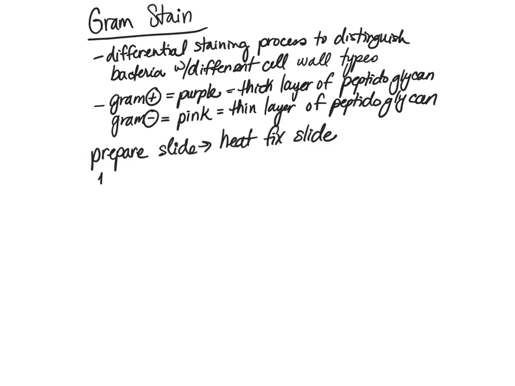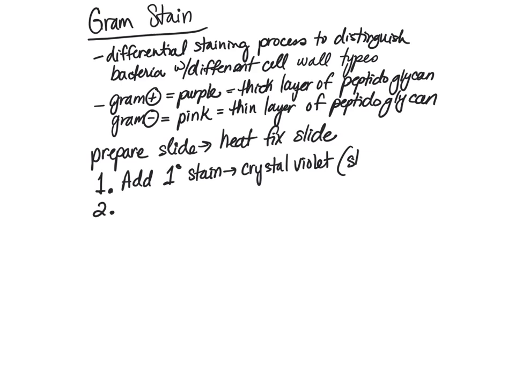All right, so then step 1 of the gram stain is we are going to add our primary stain. And the primary stain for gram staining is crystal violet. So you will add crystal violet, which is the primary stain. And then you're going to let that sit for a period of time. We'll talk about those details later. You're going to apply the primary stain to that heat fixed slide, and then that's going to stain all cells purple.